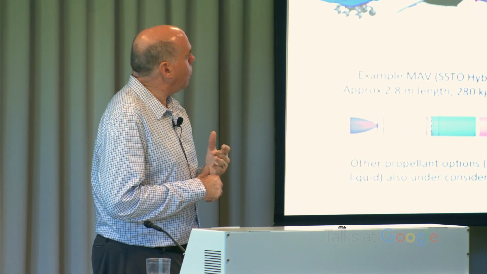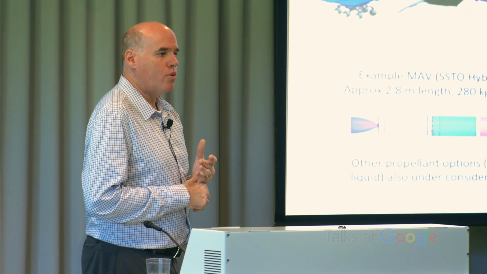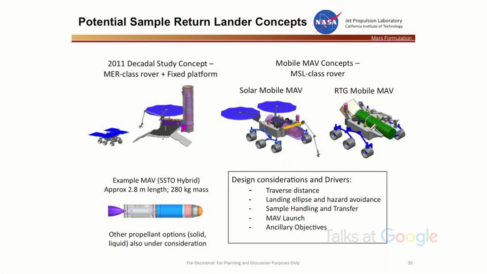Here are some ideas for the architecture of what we call SRL, sample return lander. It could be something that looks like the Curiosity platform, and it carries the rocket on its back. The rocket is a little bit larger than human size. It's about 3 meters in length, and it weighs, different ones have different masses, but it's in the 200 to 300 kilo range.